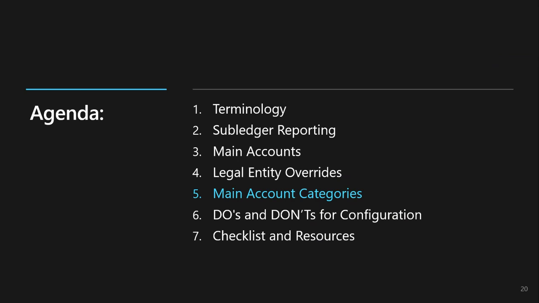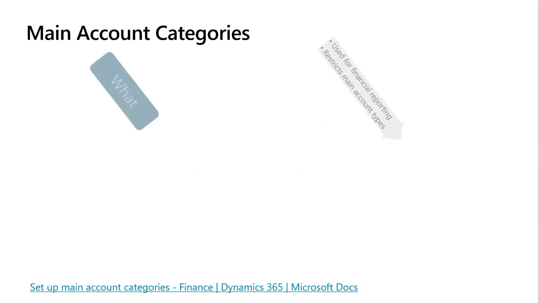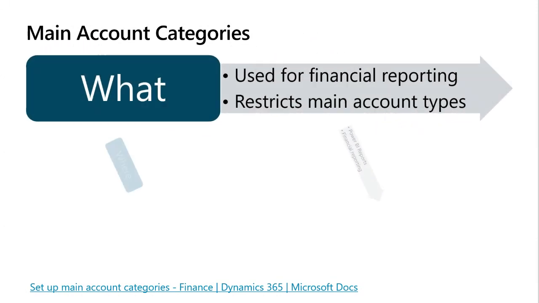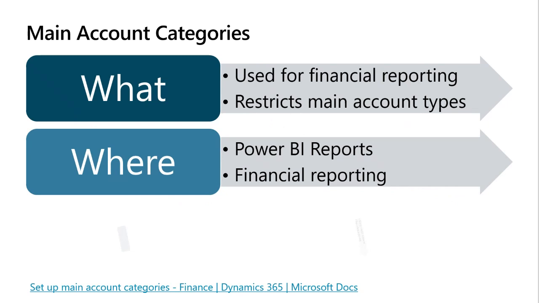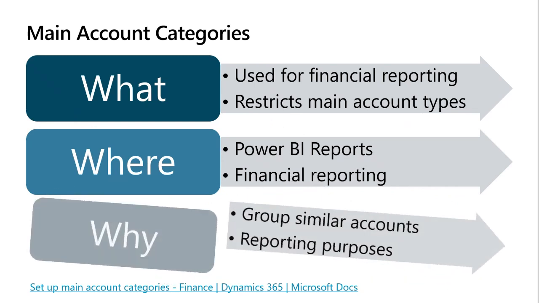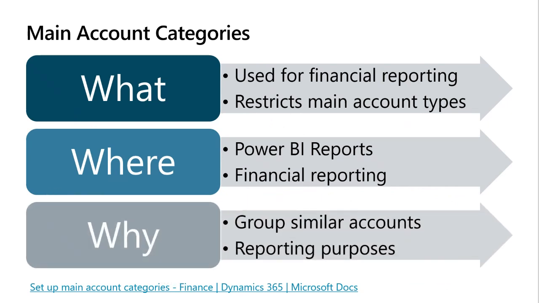Now, Rachel's going to talk about main account categories. Great, thanks, Eric. So taking a closer look at main account categories, you may have noticed in one of the earlier demonstrations that we selected a main account category when I added a main account. So I want to talk a little bit more about these. Main account categories are used to group similar main accounts together and primarily serve a reporting function. You can also select a main account type to restrict the categories that can be selected.